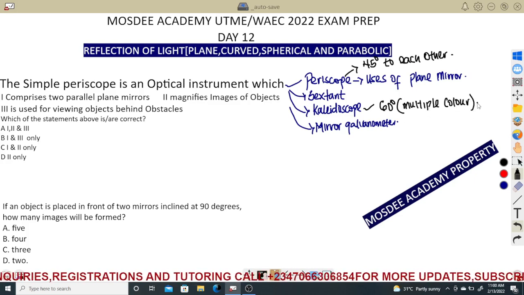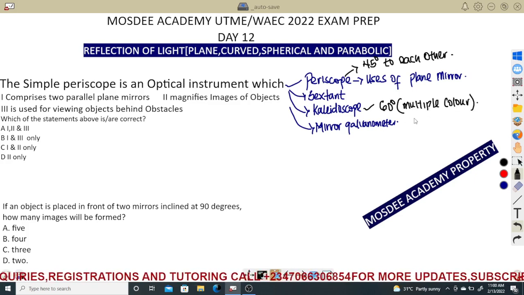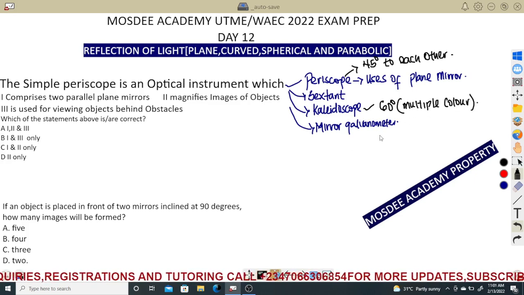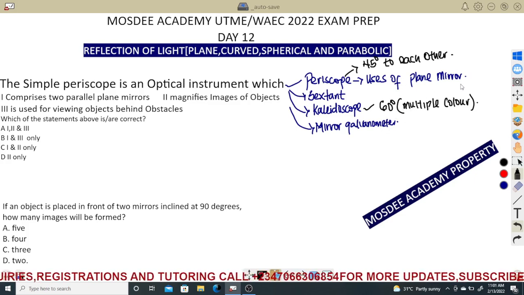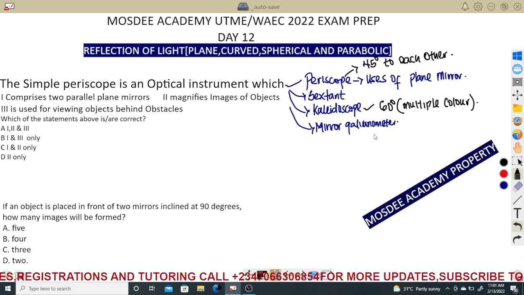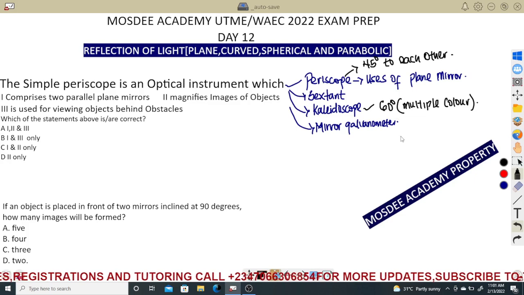These are basic things I think you have studied before, and if not, that is why I'm giving you other things you need to know about them. It is majorly used by fashion designers to produce multiple colors and stuff like that. Mirror galvanometer, we are still going to talk about other magnetic effects of currents. We're going to talk about the moving coil galvanometer and the rest.